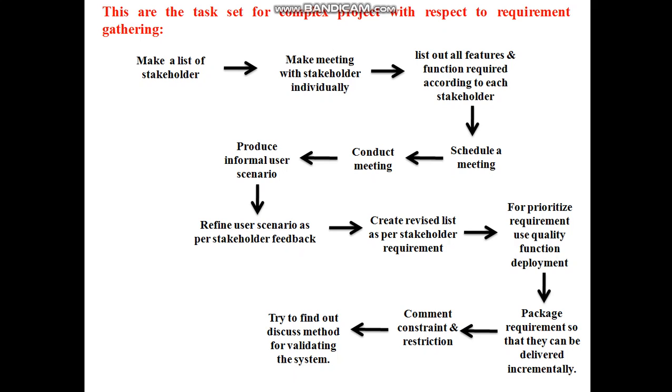Then for a prioritized requirement, use quality function deployment, then package requirement so that they can be delivered incrementally, then comment on constraint and restrictions, and try to find out the method for validating the system.